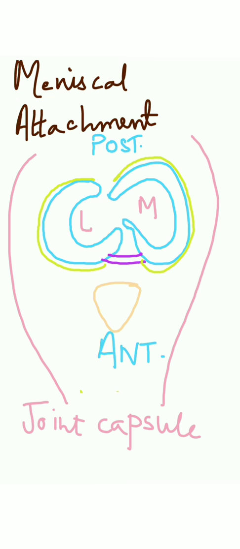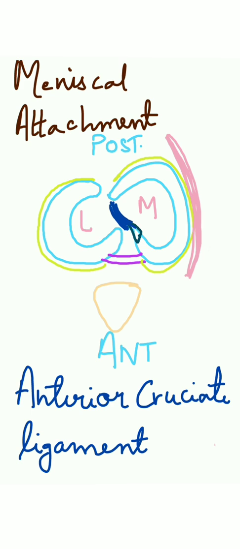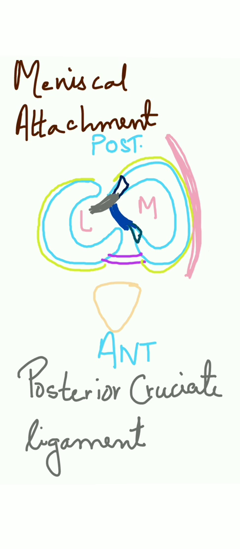The medial meniscus is attached to the joint capsule by the medial collateral ligament. The anterior horn is attached to the anterior cruciate ligament. The posterior horn is attached to the posterior cruciate ligament. On the posterior side, the semimembranosus muscle connects to the medial meniscus.